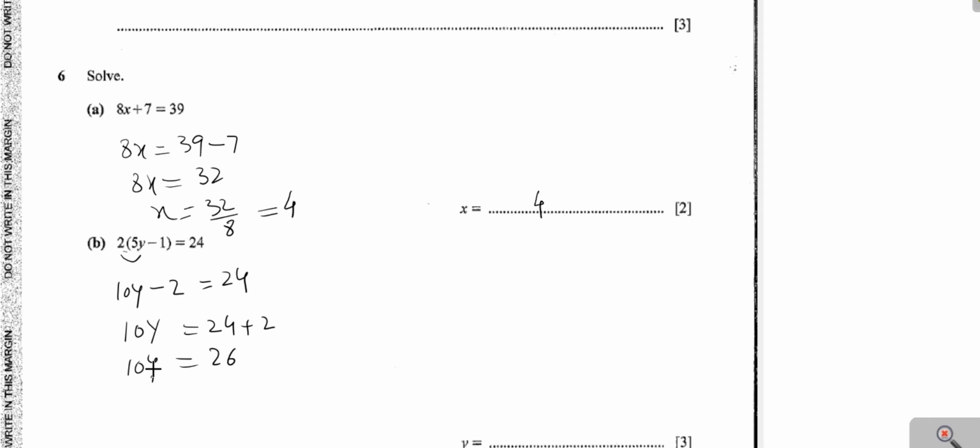Therefore, y equal to 26 over 10. 2 times 13 is 26. 2 times 5 is 10. We can write 13 over 5. And in the mixed fraction, we can write 2 and 3 over 5. And this is the value of y.